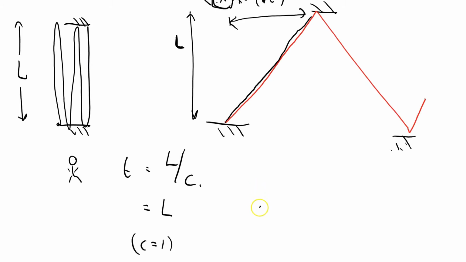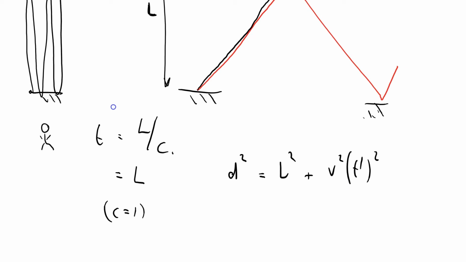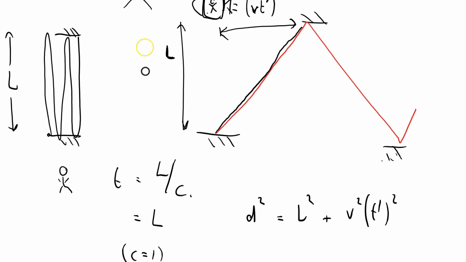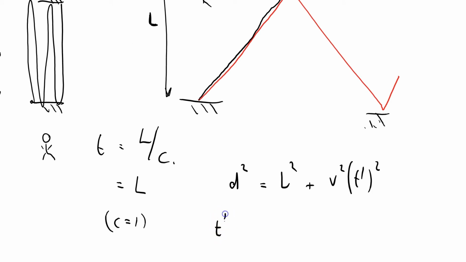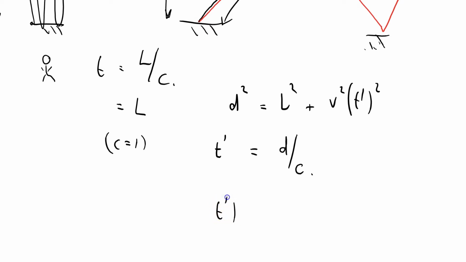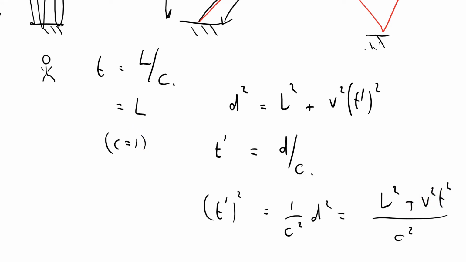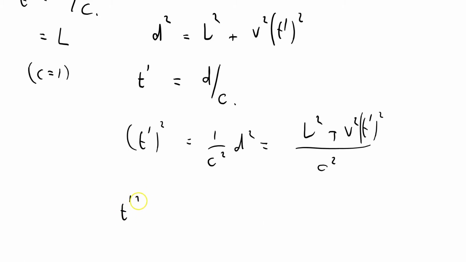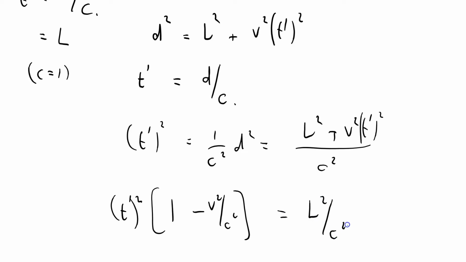How far has it gone? Well, his squared distance is going to be L squared plus v squared t dash squared, just by Pythagoras. So that tells me that t dash will equal D over c, where D is his diagonal distance measured in his coordinate frame there. So t dash squared equals 1 over c squared times D squared, which is L squared plus v squared t dash squared. And so t dash squared times 1 minus v squared over c squared equals L squared over c squared, which equals t squared.